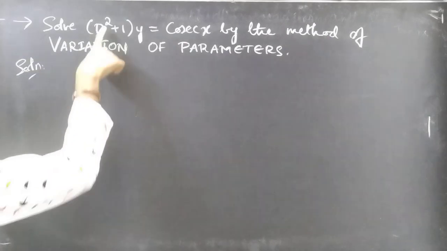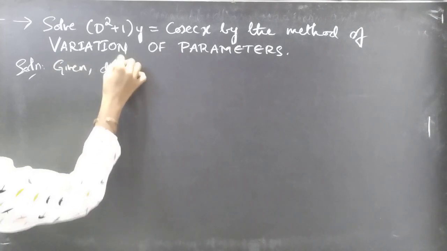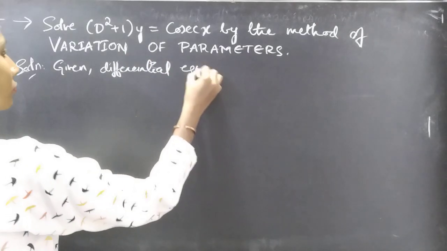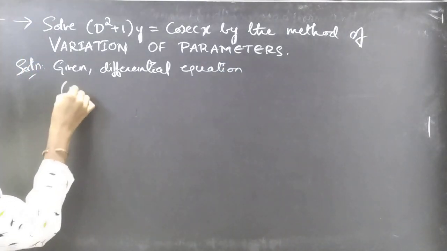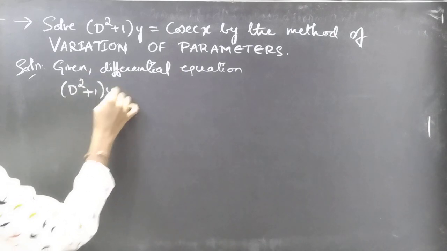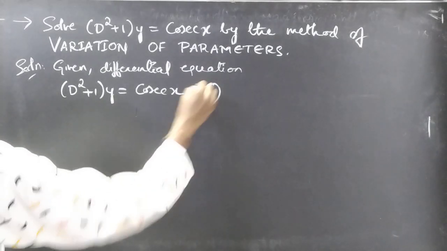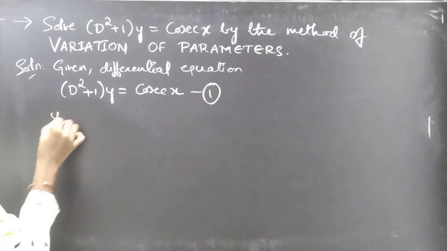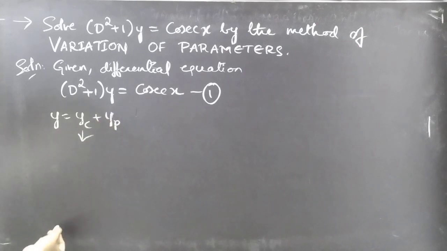So we are given a differential equation of order 2. Given differential equation, (D square plus 1) y equal to cosecant x. Consider it as equation number 1. Now we need to find the general solution of the given differential equation using y equal to yc plus yp. So firstly we'll find yc using the auxiliary equation and later we'll find yp.